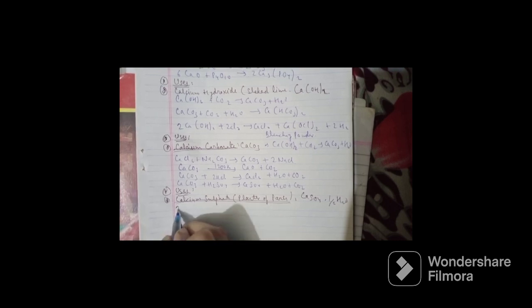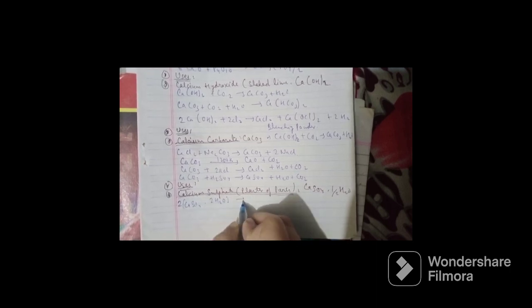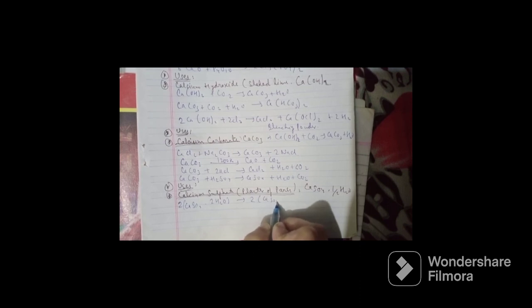And that is the reaction we have: 2 CaSO4·2H2O, heated, gives 2 CaSO4·½H2O plus 3 H2O. So above 393 Kelvin, no water of crystallization is left and anhydrous calcium sulfate, CaSO4, is formed, and this is known as dead burned plaster.